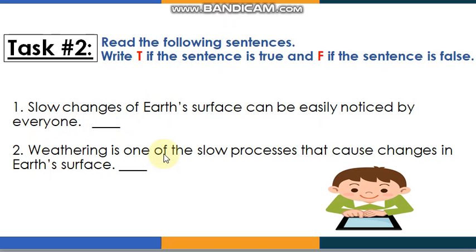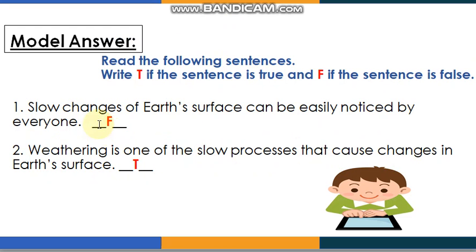Weathering is one of the slow processes that cause changes in Earth's surface. So do you think weathering can change the surface of the Earth? Yes. And it's also a slow change. Okay, so it's correct. Let's check the answers. Correct. Our answers are correct.